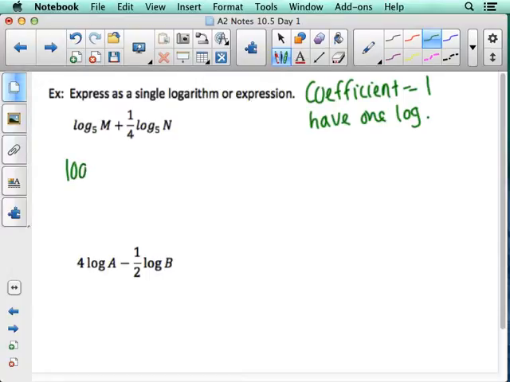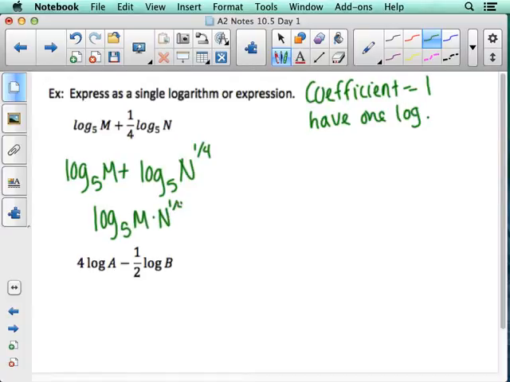So I'm going to start out by saying this is log base 5 of m plus log base 5 of n to the power of 1/4. I'm bringing this exponent up top. Now I have addition, so I can combine them using multiplication. So this is log base 5 of m times n to the 1/4. And that's it. And all of this is inside that log.